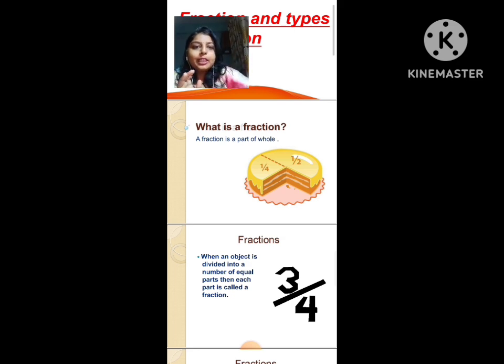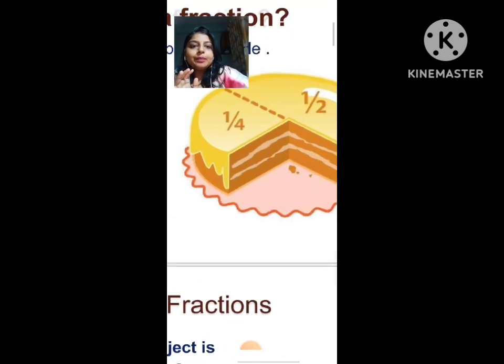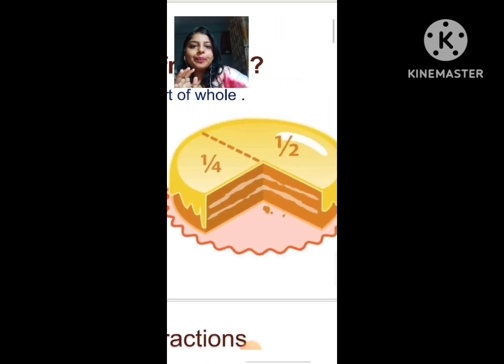So can you see this picture? There's a cake, and you can see it's divided into half, one fourth, and one fourth is not there. Someone ate one fourth part of the cake, so half a cake is still there and one fourth cake is still there. It means 3 by 4th of the cake is still there.